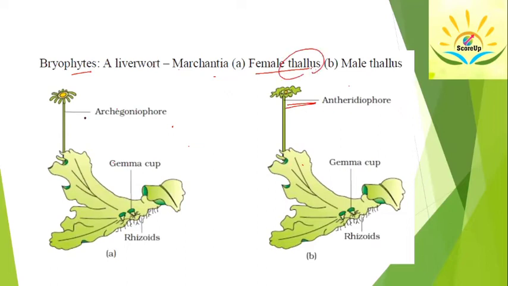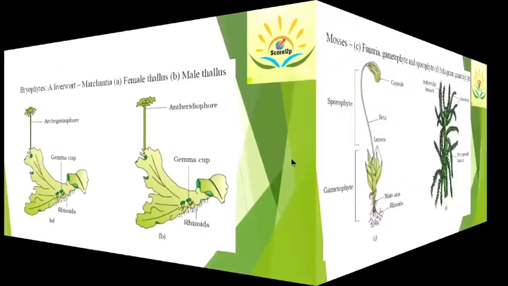In the female thallus, it is archegoniophore. If it is a male thallus, it is antheridiophore. That makes the difference. Archegoniophore means archegonium-bearing structure. Antheridiophore means antheridium-bearing structure. Gemma cup: when the gemma is detached from the body, it will develop into a new plant. That is the speciality of the gemma cup. Marchantia has gemma cups.